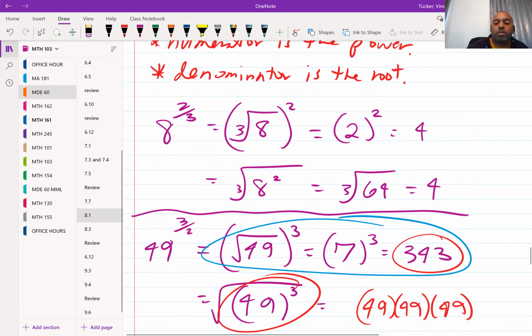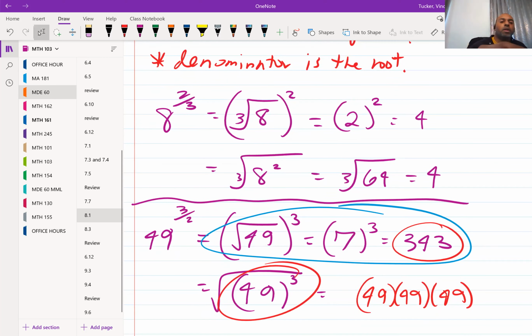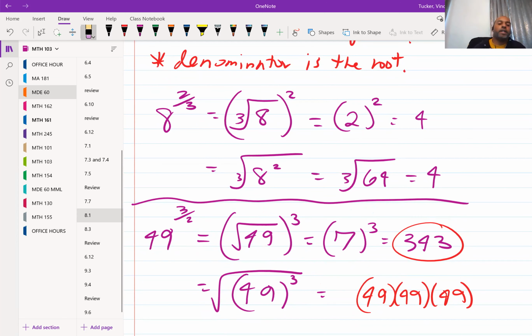All right, so the next one we have 49 to the 3/2 power. So this time our numerator is 3, denominator is 2. So that's going to be the third power and the square root.